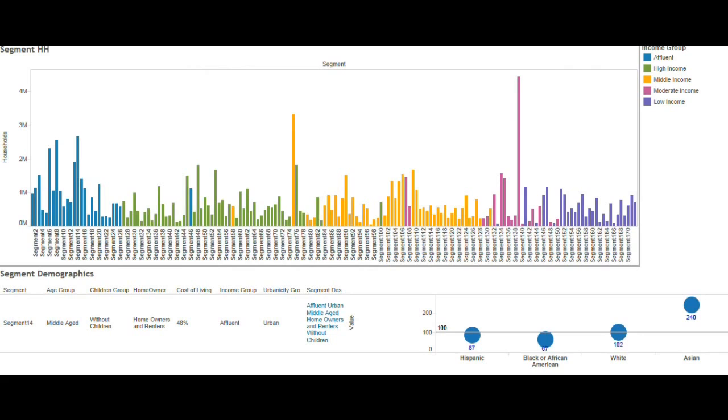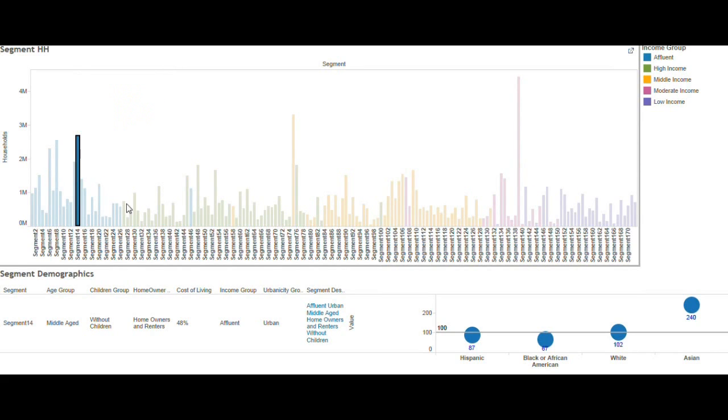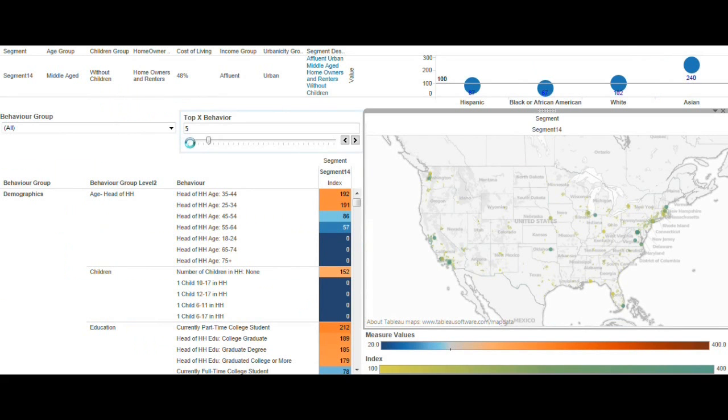A consumer segmentation schema is a system that classifies each US household into one of multiple segments. Here we're seeing a segmentation schema that has around 170 segments, and we know exactly how many households belong to each of the segments, as well as many demographic characteristics and behaviors of each of those specific segments. Let's take a look here at segment 14. They're middle-aged without children, they're urban, and we can see the index on each of the demographic characteristics, and we can also see the main behaviors of that specific segment.